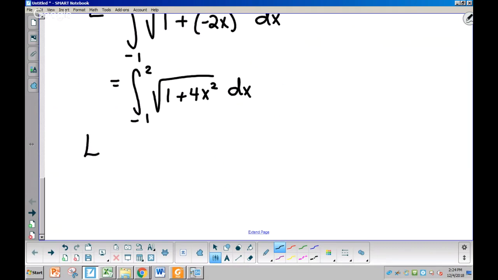So the arc length is going to be about, so put it in there and see what you get. The more practice you do on the calculator, the better you'll be. The quicker you'll be.